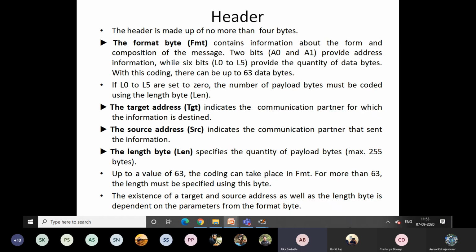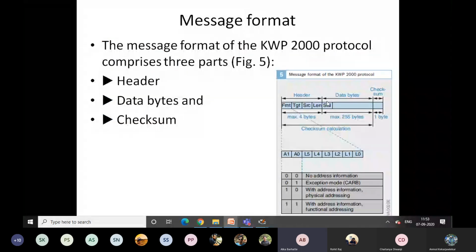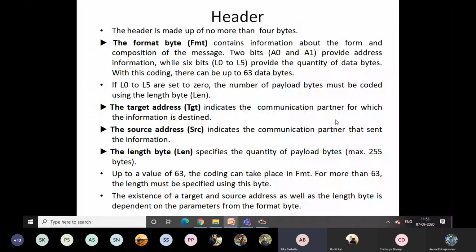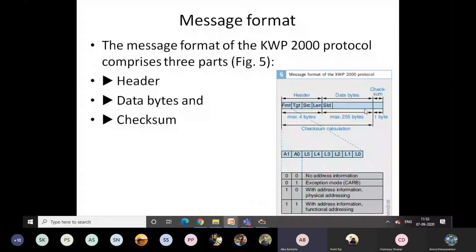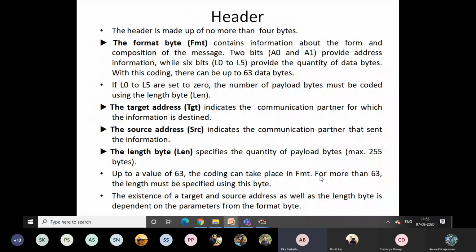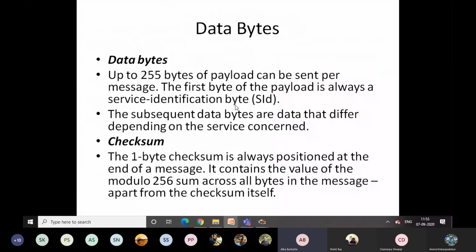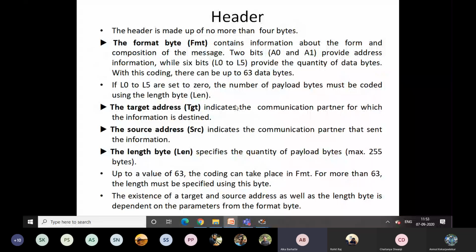Then there is your target address, source address, and length, which is 1 byte, I think. Then the actual data is transferred, and then the checksum. So you just remember that we will relate that data frame.